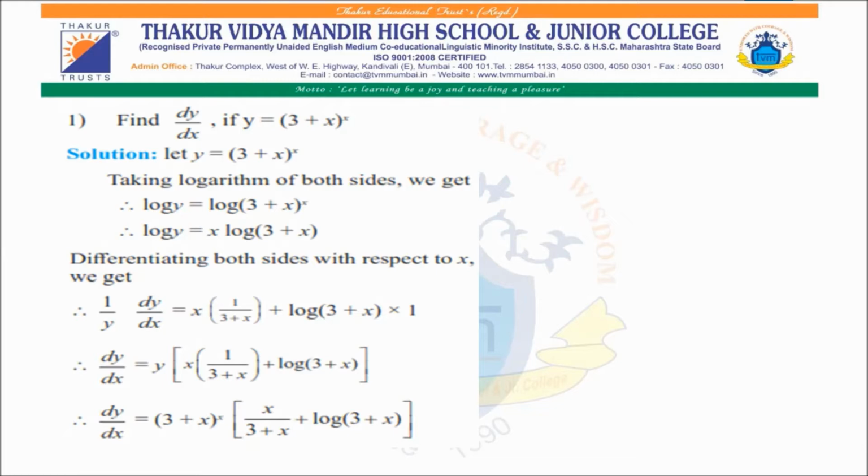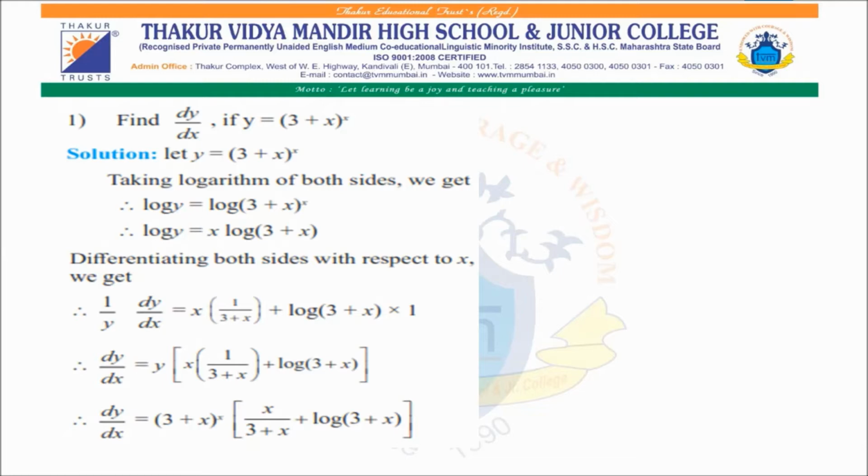Derivative of log(3 + x) is 1 upon (3 + x). Plus the second term, log(3 + x) into 1. From where does this 1 come? Derivative of x is 1. Remember, you have to apply u into v in x log(3 + x).